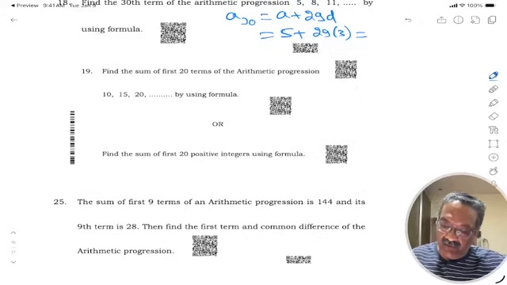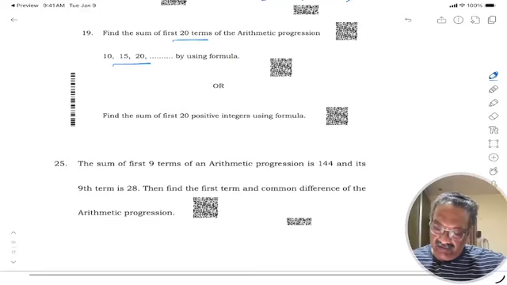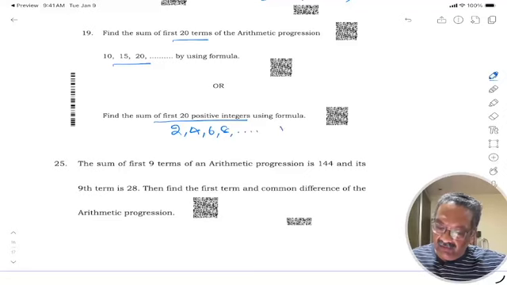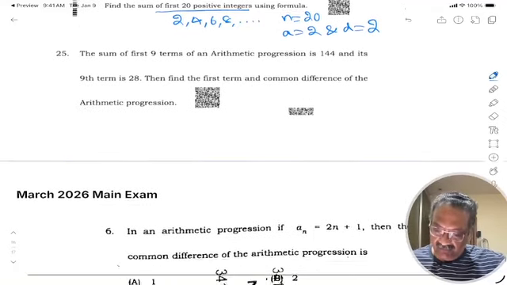Find the sum of first 20 terms. Okay, this is also very easy. Find the sum of first 20 positive integers. Positive integers will be 2, 4, 6, 8 and so on. So they want n as 20, A as 2 and D is equal to 2. So you put the formula, you can solve it.